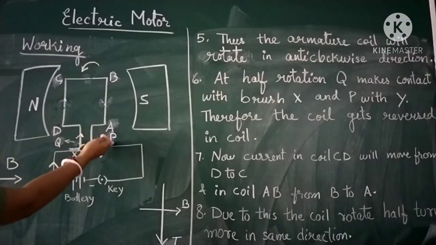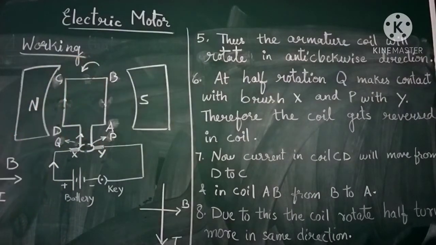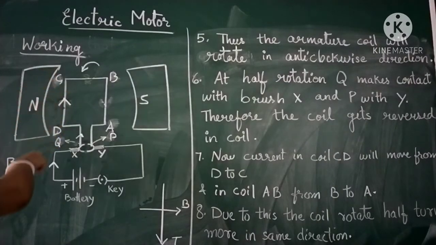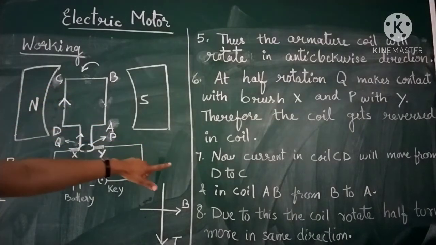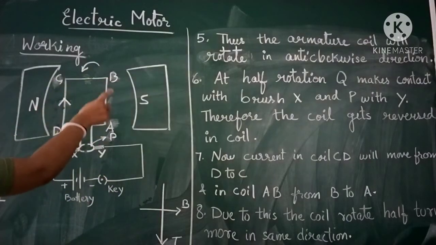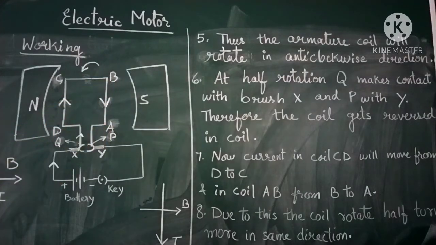So now after the half rotation, we have come to this particular portion where Q has interchanged its position, P has interchanged its position, the armature coil CD and AB have also interchanged their position. What will happen now? Again the current will enter, but now the current will enter in the coil CD from D to C. Earlier it was from C to D. Now it is moving from D to C, as you can see in point number 7. Similarly, the current in coil AB will not move from A to B, rather it moves from B to A.